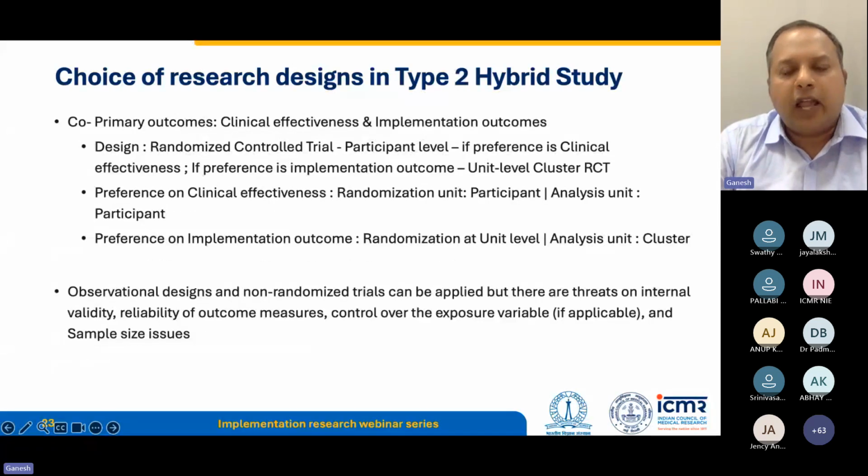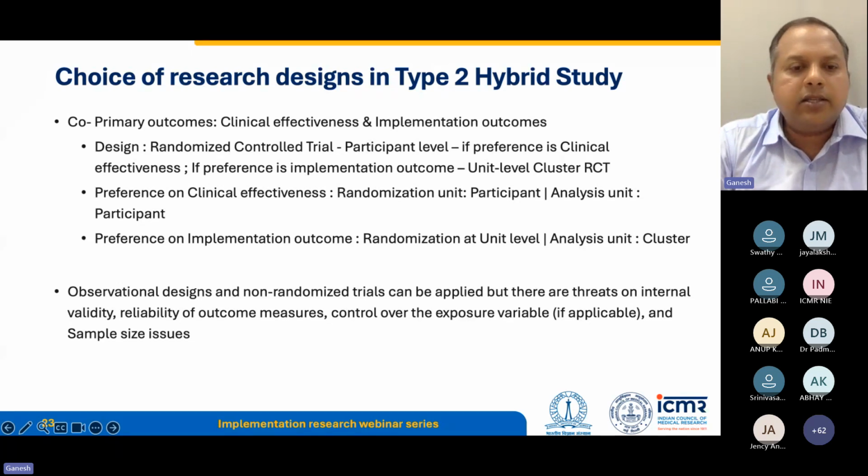The choice of type 2 hybrid design here, as I mentioned before, has co-primary outcomes: both clinical effectiveness and implementation outcomes. I give one important understanding: if your preferred choice is clinical effectiveness, then you go with the typical randomized controlled trial.